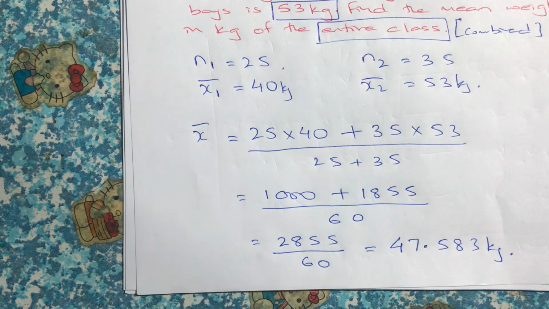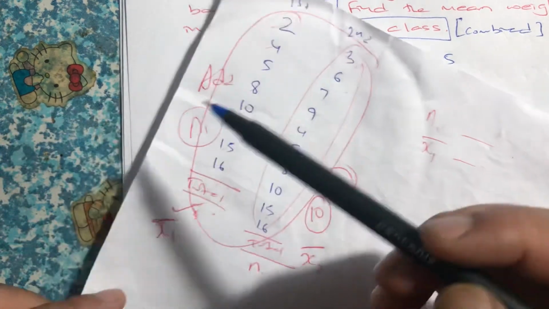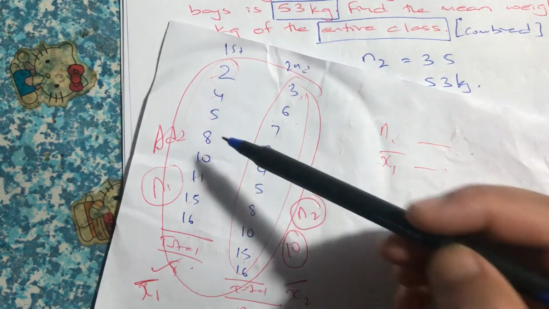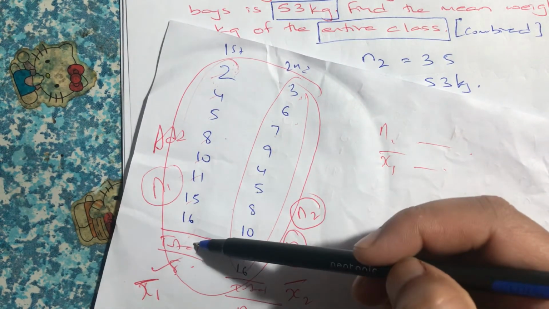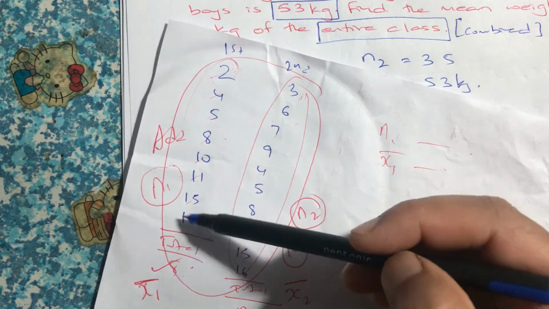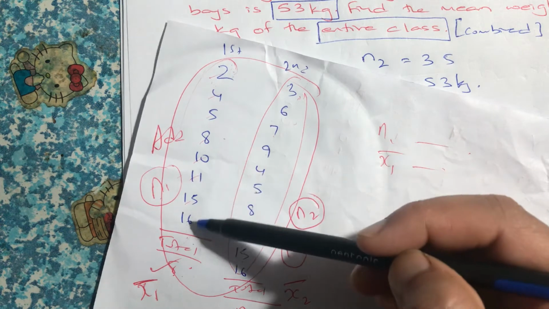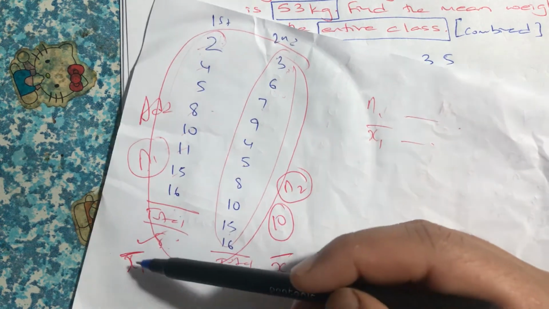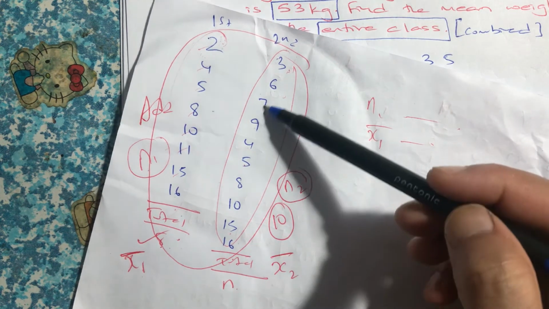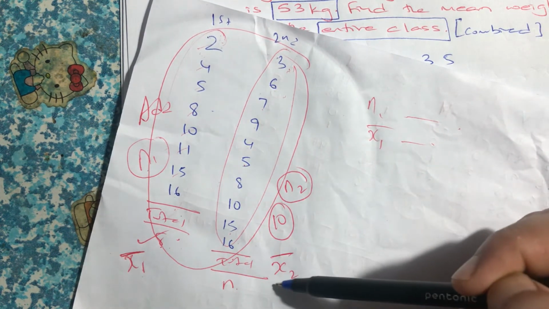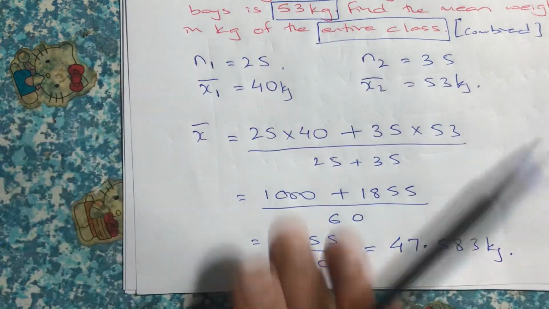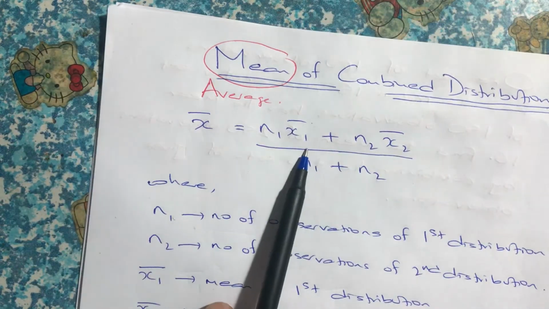So you do not have to worry about this kind of thing. Even if the raw data type is given, it doesn't matter. Why? Because you can separately add them up and divide by the number of observations, which you call n1. Whatever the total is, you divide it by n1, and that gives you x1 bar. Similarly over here, you add all of them and divide by the number of observations, n2, and you get x2 bar. Once you get n1, x1 bar, n2, x2 bar, you can easily apply the formula and get your mean.